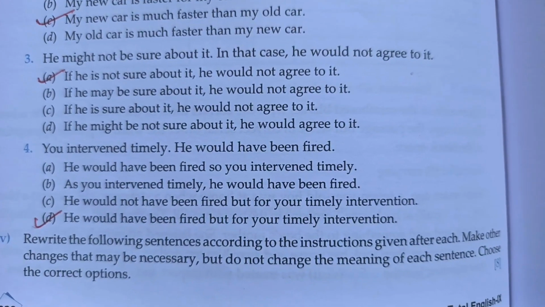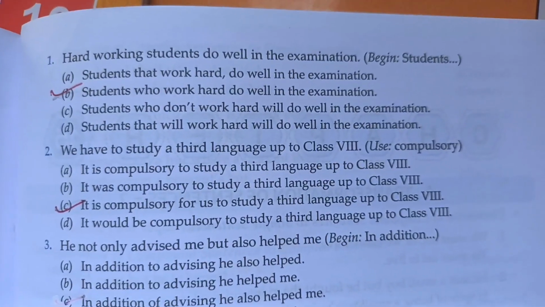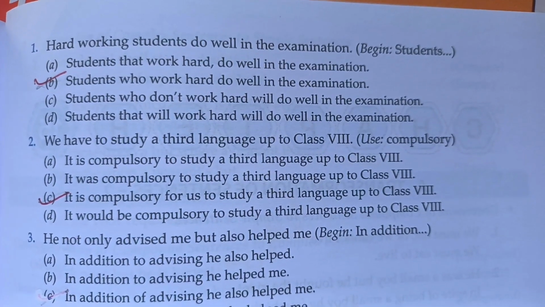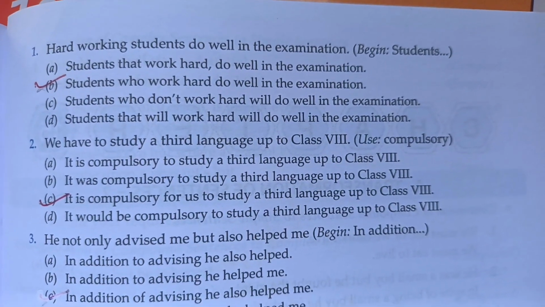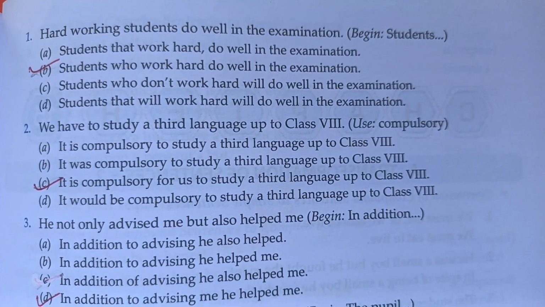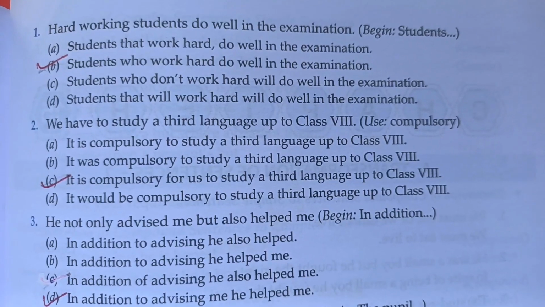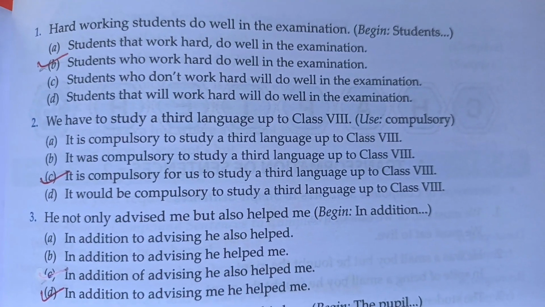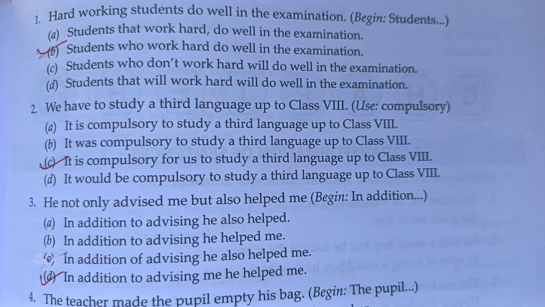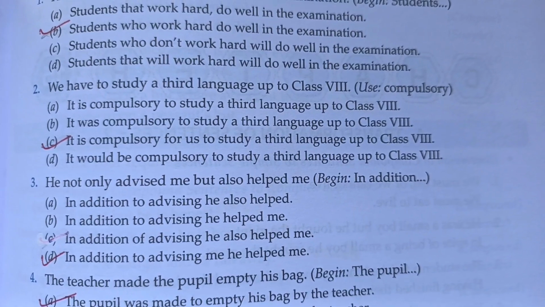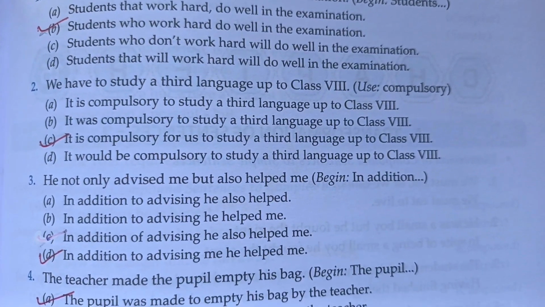Number 4 and the first one, hard-working students do well in the examination. So here to begin with the sentence, students. So option B is correct. Students who work hard do well in the examination. Second one, we have to study a third language up to class 8th. So here option C is correct. It is compulsory for us to study a third language up to class 8th.